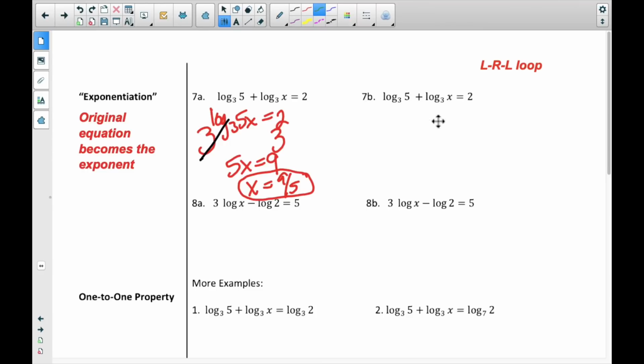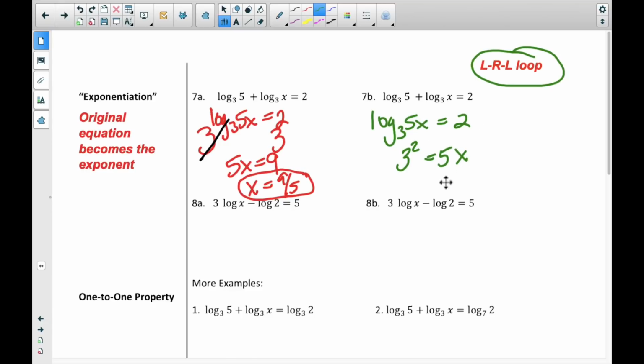Okay, I'm going to do 7b, but I'm going to use a different method. I'm going to go back to my left, right, left method because I want to give you some options. So we have the log base 3. Again, I want to combine these into a 5x is equal to 2. Instead of doing that, if you don't like that exponentiation or it doesn't work in a certain situation for you, you can go left, right, left. That is, 3 is my base, second power is equal to 5x. Left, right, left. Okay? So I get 9 is equal to 5x. I divide by 5, and I get 9 over 5 is equal to x.